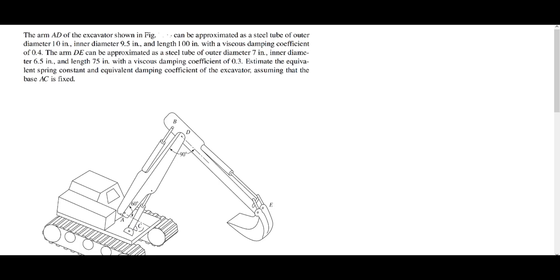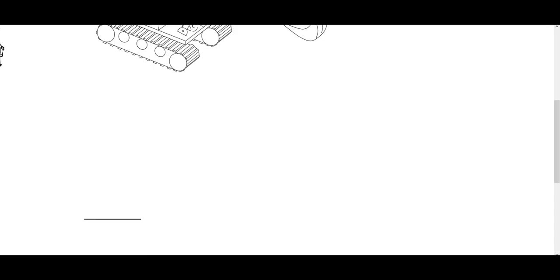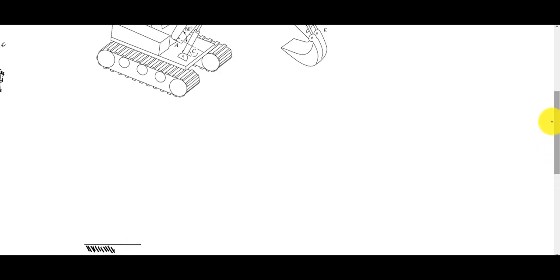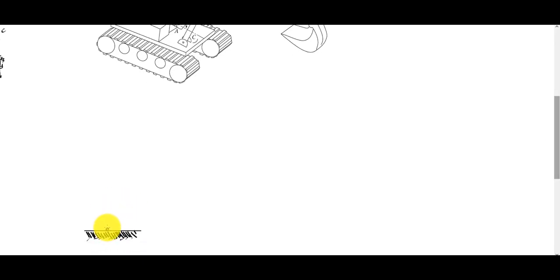So first things first, we need to draw the free body diagram of this system, expressing the spring values and also the damping constant. So let's do the free body diagram. I'm going to draw the fixed point A here, with a ground hatch to illustrate a fixed point. So this will be our point A.